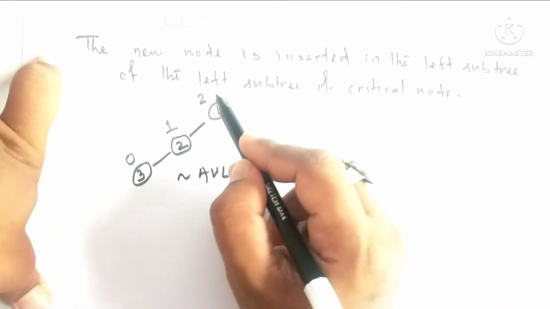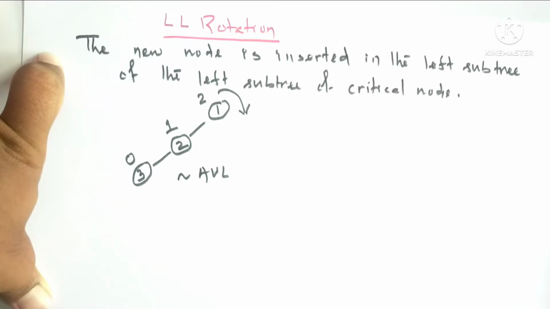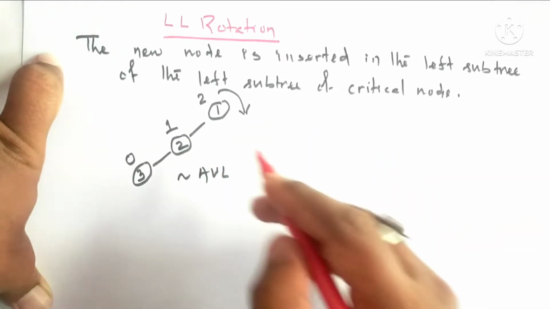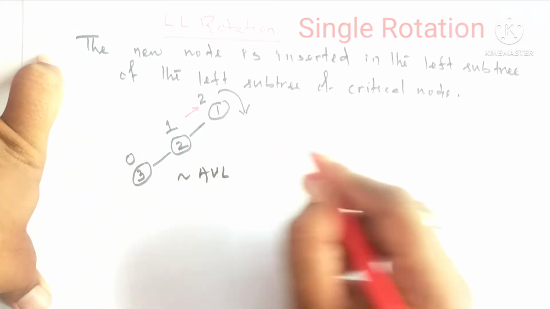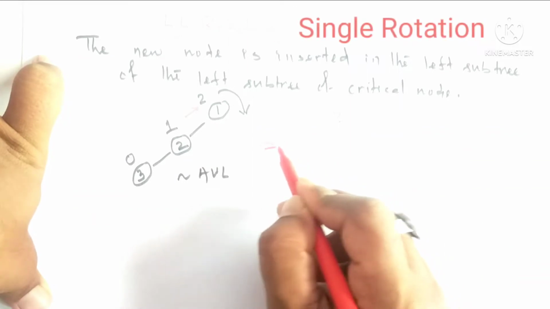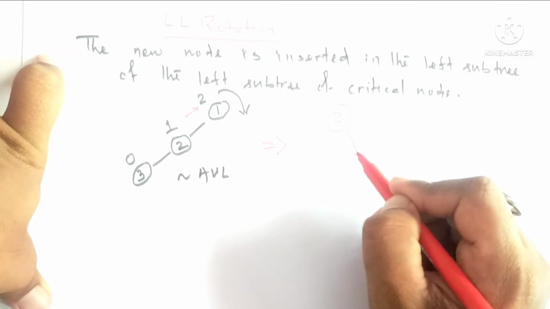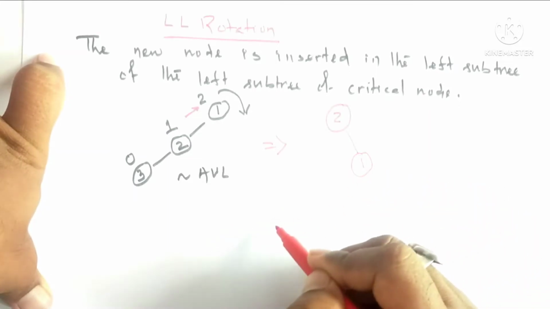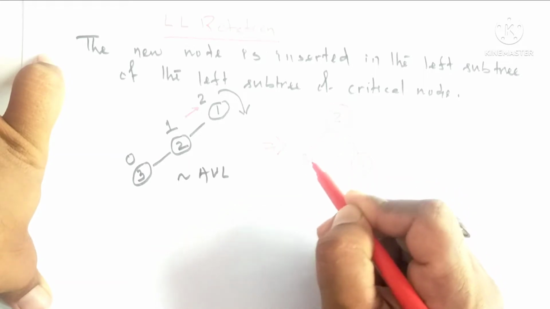What the LL rotation does is rotate the tree in the clockwise direction at the critical point. So how is the tree going to look? Node 2 will move to the position of the first node. After rotation, 2 comes here, 1 goes to the right of node number 2, and this is node number 3.